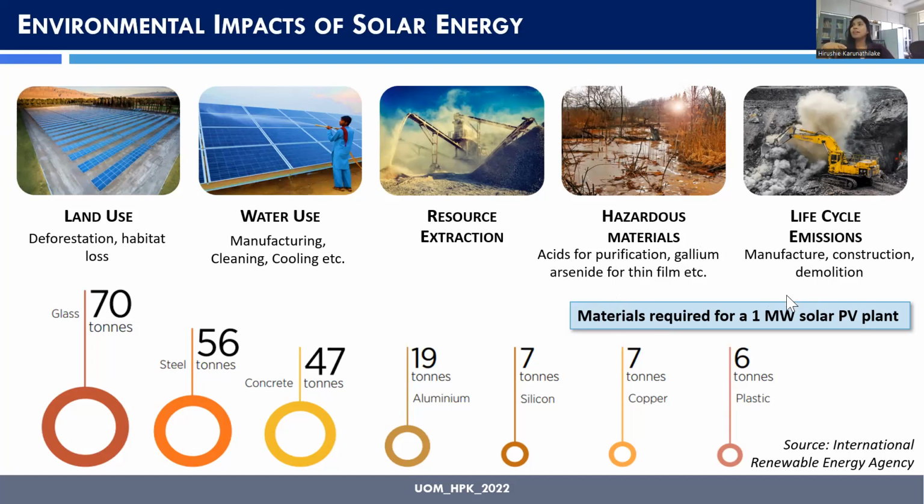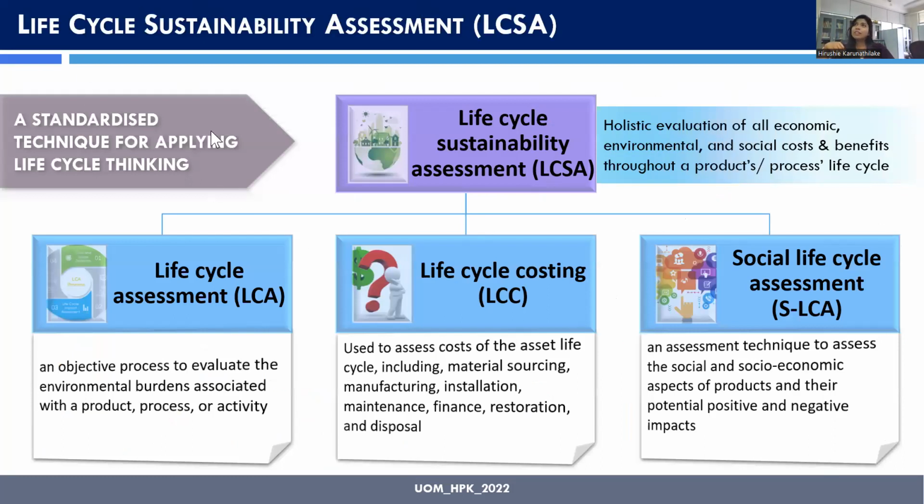And then the obvious life cycle emissions during manufacturing, construction, and demolition. So these are the life cycle impacts of solar energy. Now, life cycle sustainability assessment is a standardized technique that we use in assessing all these impacts under the three pillars. Life cycle assessment, or LCA, refers to the process of evaluating the environmental burdens. Life cycle costing is used to assess the economic impacts during material extraction, manufacturing, installation, operations and maintenance, and disposal. And then social life cycle assessment, where we assess the social and socio-economic outcomes of doing something.